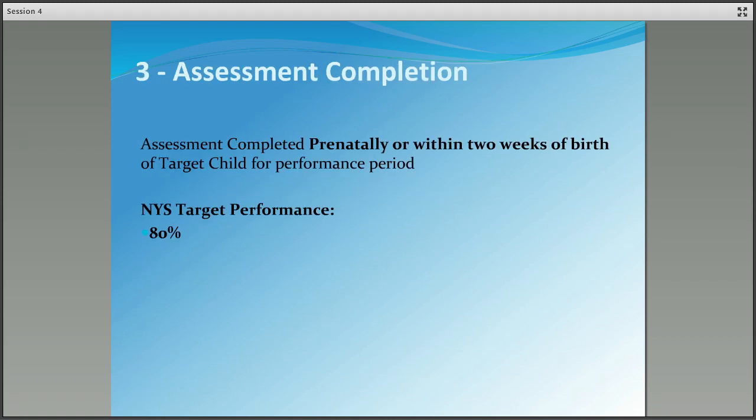Assessment completion. We know the better outcomes are achieved the earlier services are initiated. Efforts should be made to assess families as early as possible. So, if at least 80% of assessments occur prenatally or within 14 days of the baby's birth, the target is met.